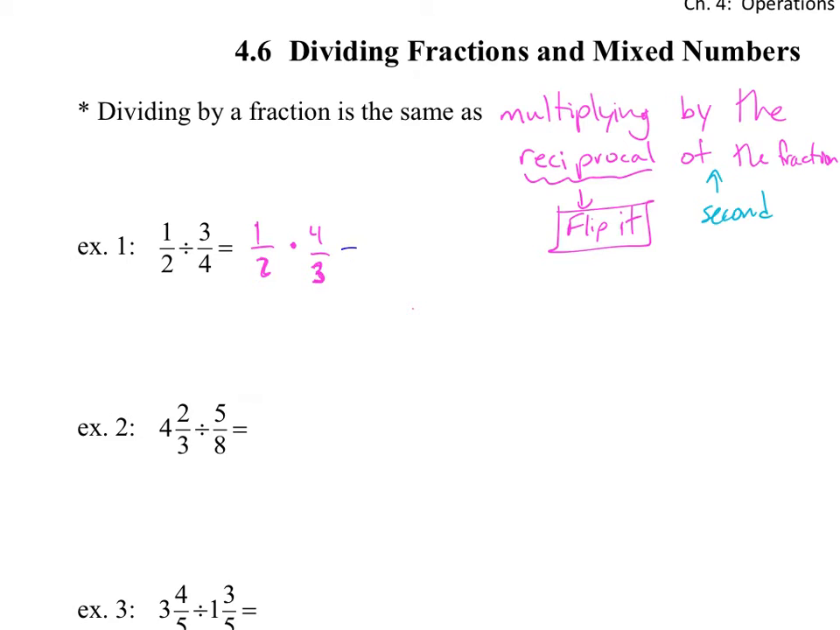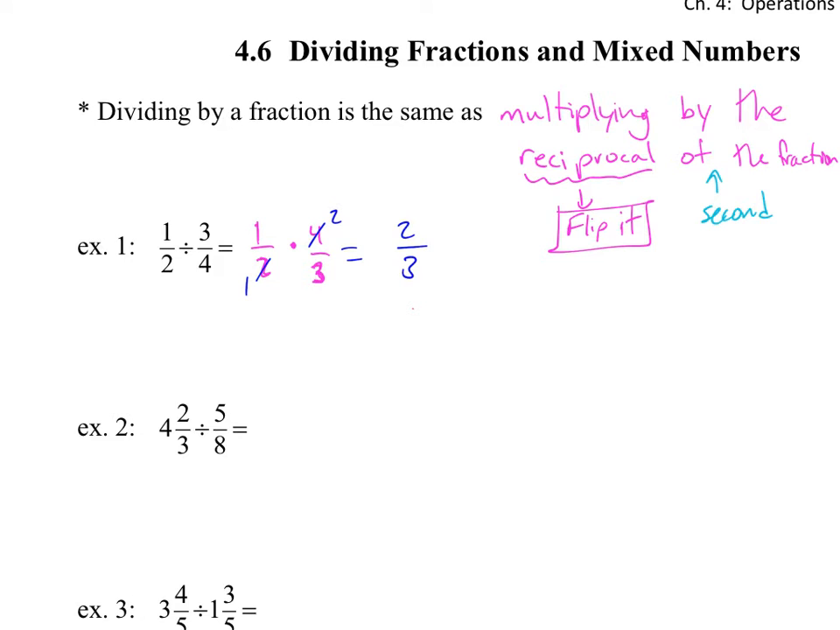And if you remember, you can reduce ahead of time. 1 times 2 is 2, 1 times 3 is 3, so 2/3. Is that it? That's it. Whoa! Really? Flip the fraction, multiply.